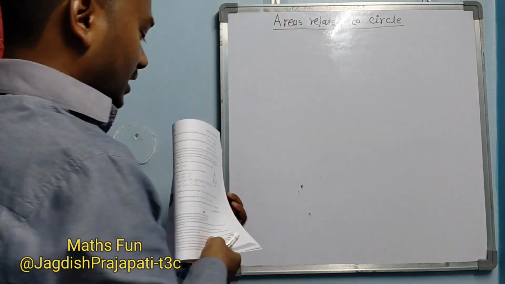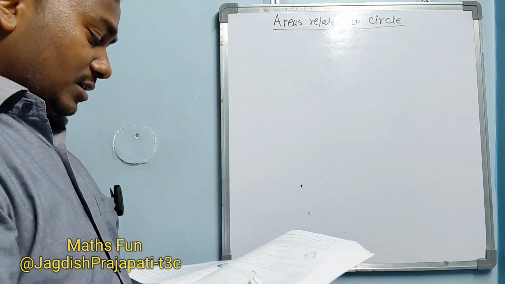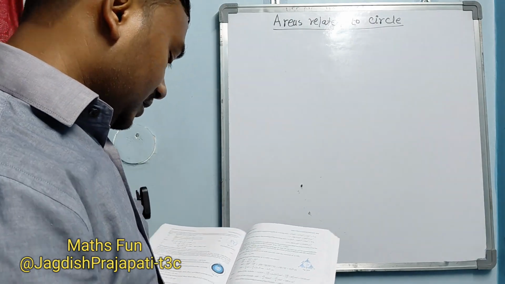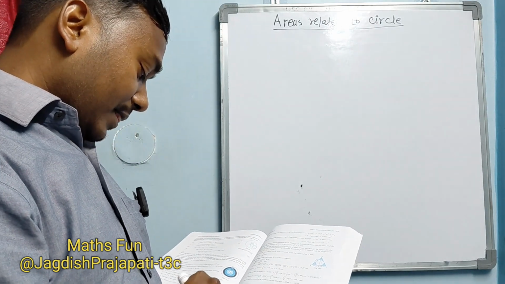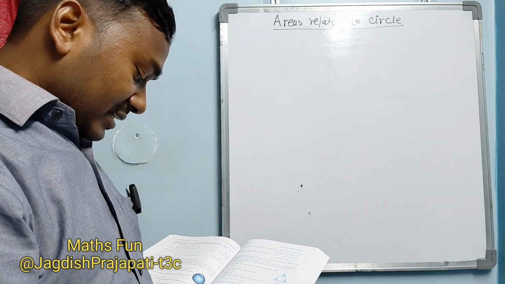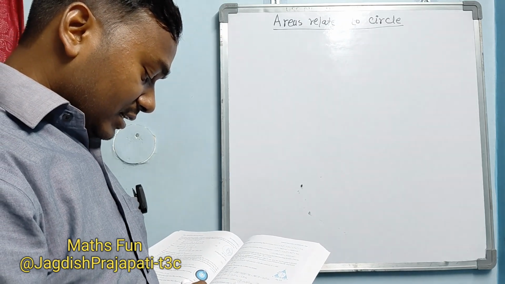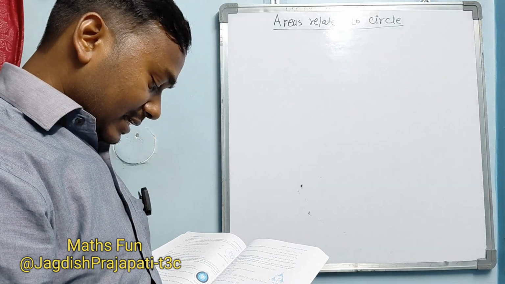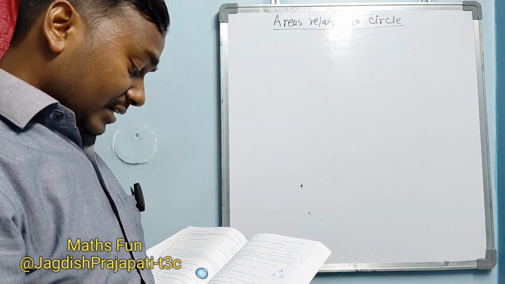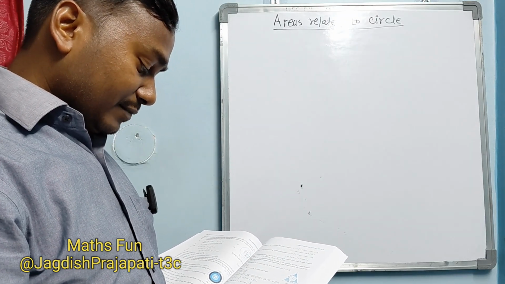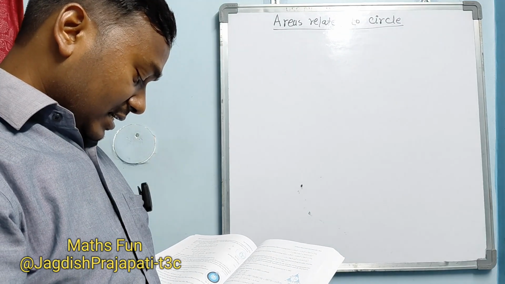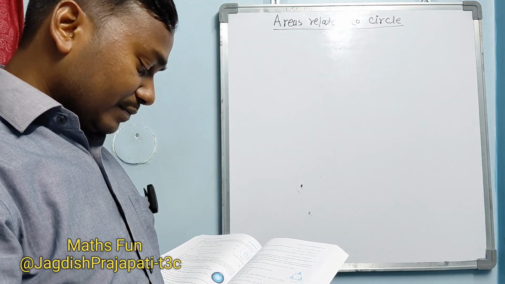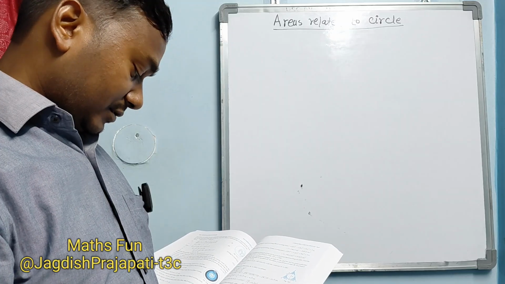I am using R.D. Sharma's book, which is based on the NCERT 10th class. So the problem is: the outer circumference of a circular track is 528 meter. The track is everywhere 14 meter wide. Calculate the cost of leveling the track at the rate of 50 paise per square meter.